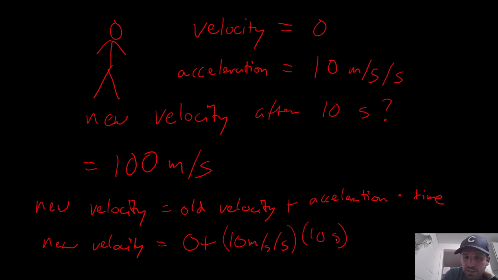And what do we get? Again, our units cancel out and we get 100 meters per second. Okay, so these formulas are going to be important when we move into the computer coding part of this.